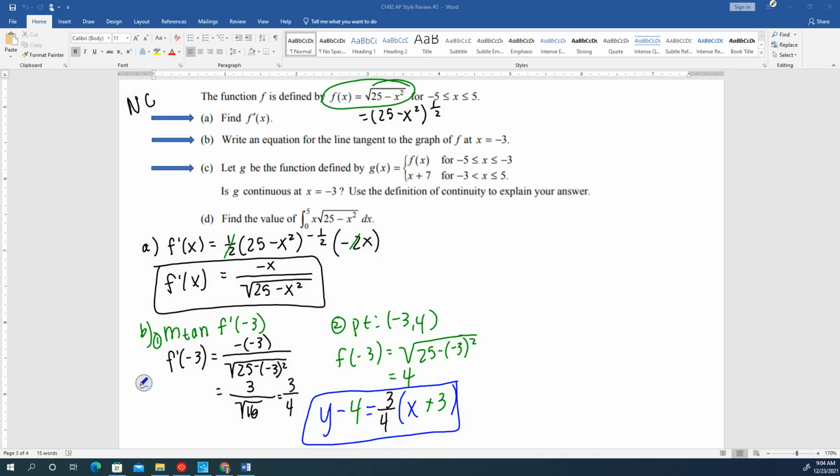Oh, part C is a throwback. Let g be the function defined by this piecewise function, where it's f of x for every x value in between -5 and -3, and it's x plus 7 for every x value in between -3 and 5. Is g continuous at x equals -3? We see we have this break right here. So is it continuous? Use the definition of continuity to explain your answer. Do you guys remember the definition of continuity?